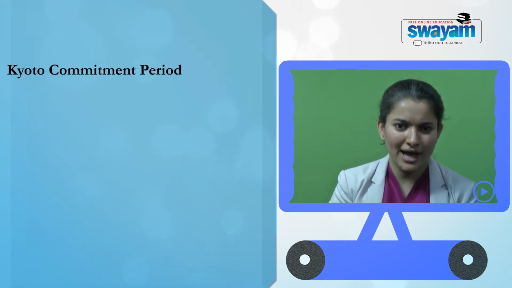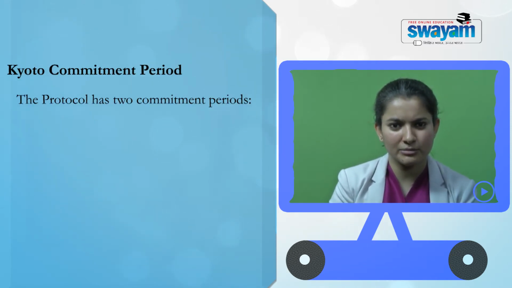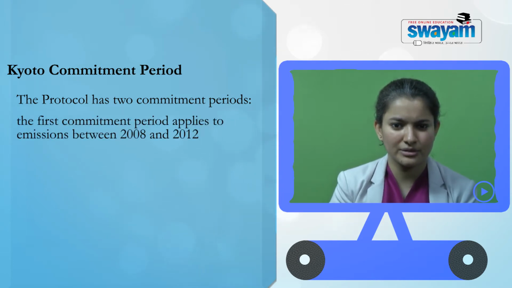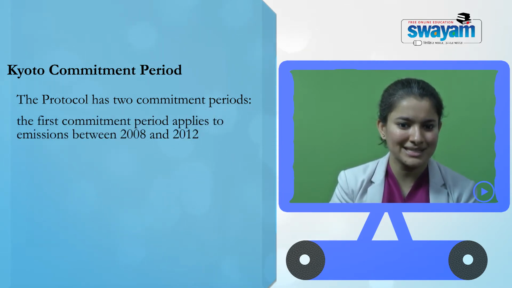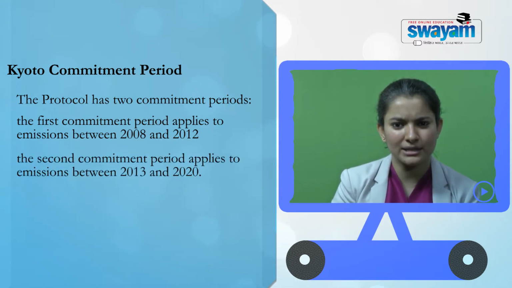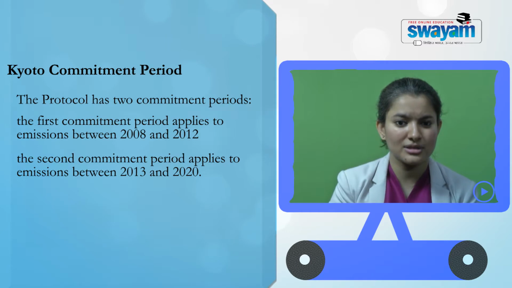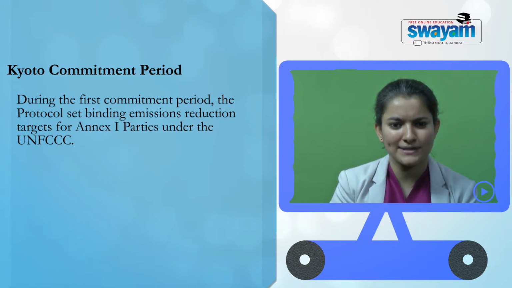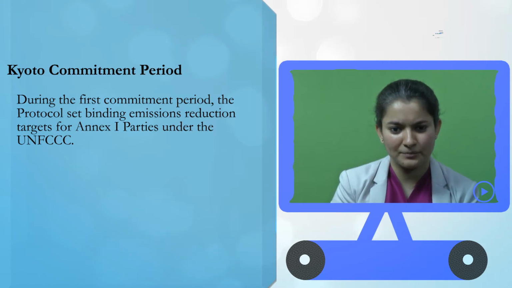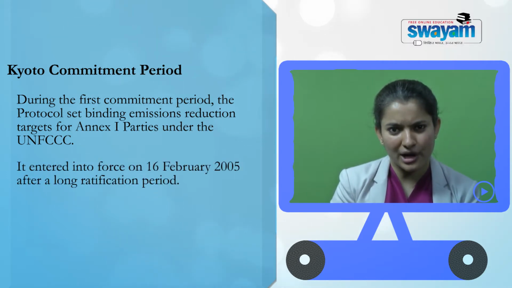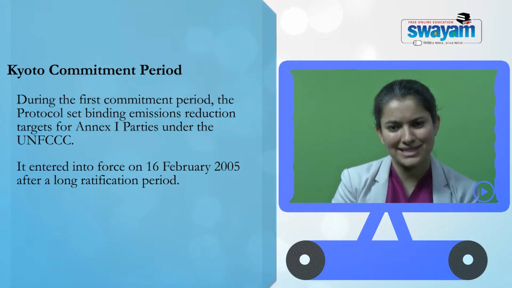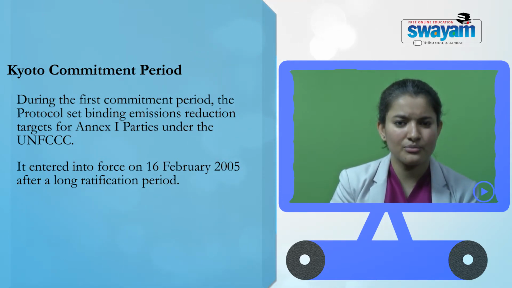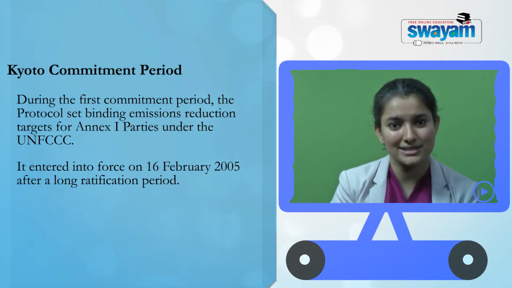The Kyoto Protocol has been divided into two significant commitment periods. The first commitment period applies to emissions between 2008 and 2012, and the second commitment period applies to emissions between 2013 and 2020. During the first commitment period, the protocol set binding emissions reduction targets for Annex I parties under the UNFCCC. The Kyoto Protocol, however, entered into force only on 16 February 2005 after a very long ratification period. You would notice that it was signed in the year 1997.